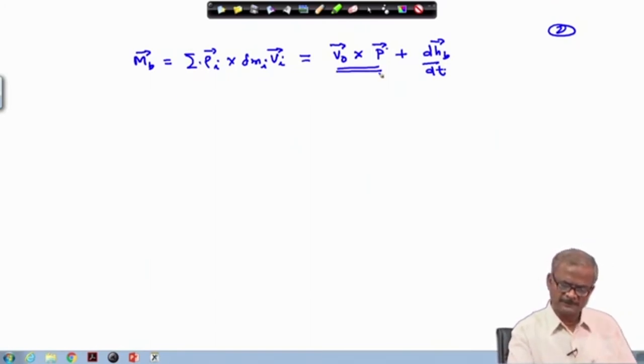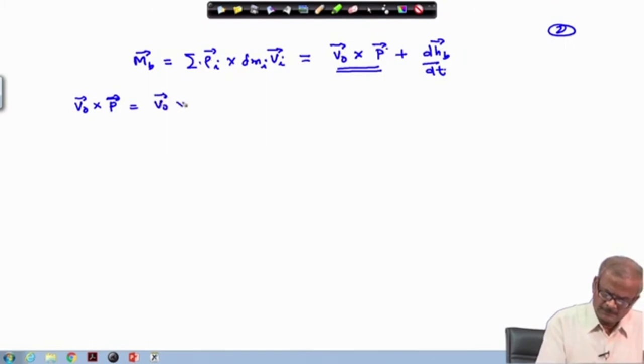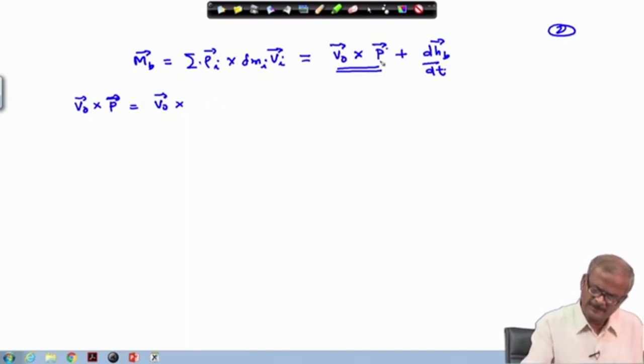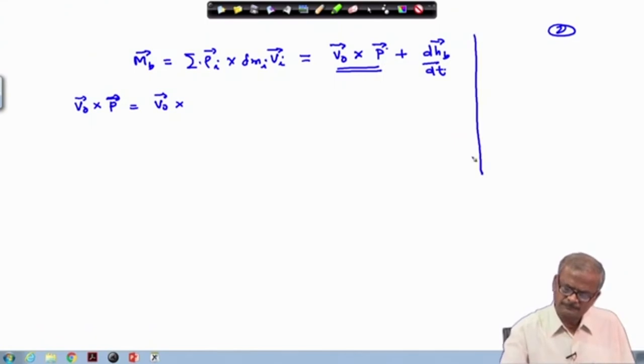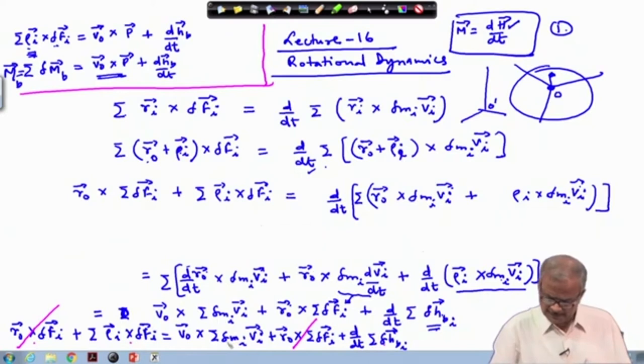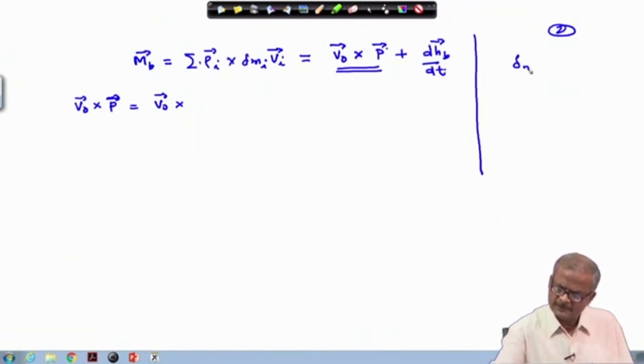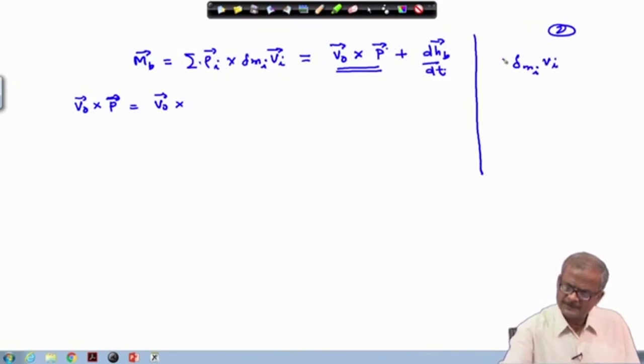This particular term can be further expanded. So, we have v 0 cross p. Now, the quantity p that we have written, this is delta m I times v I. Okay. Delta m I times v I and summation over the whole body, this is what we have written.